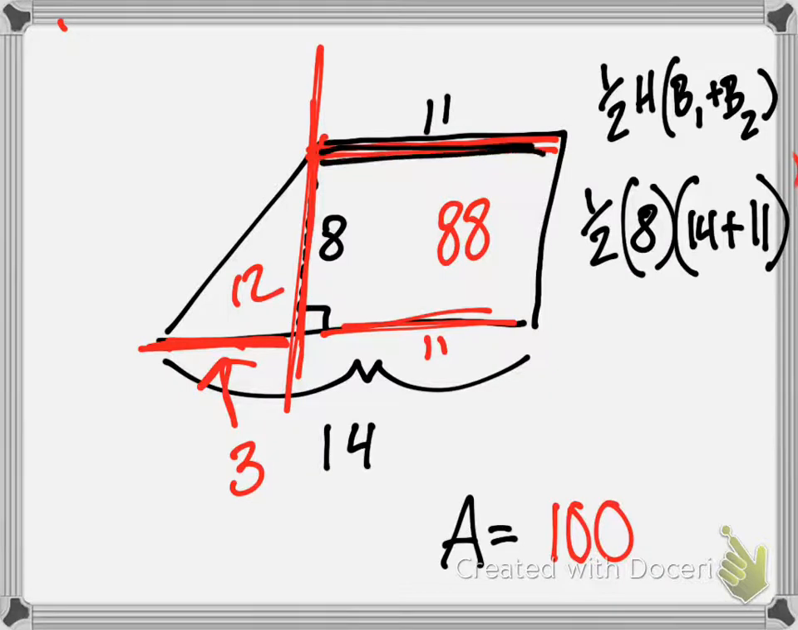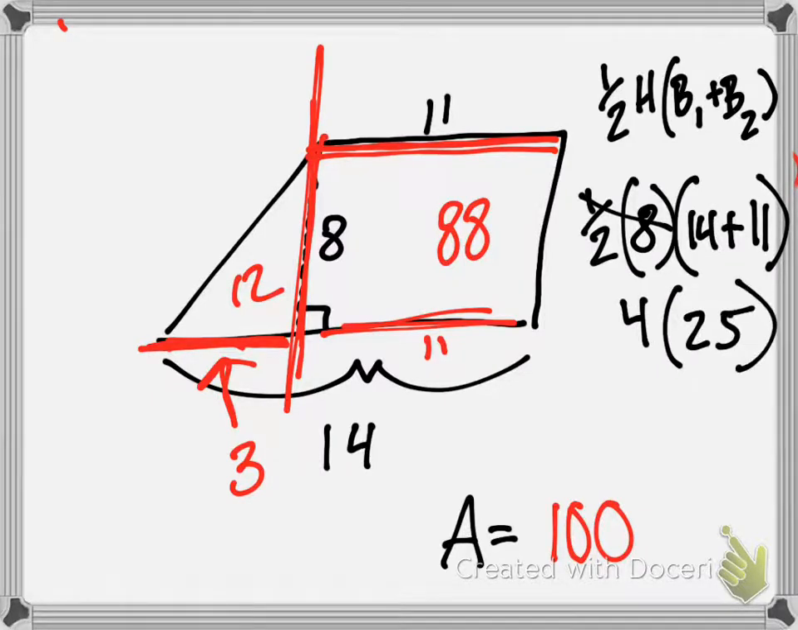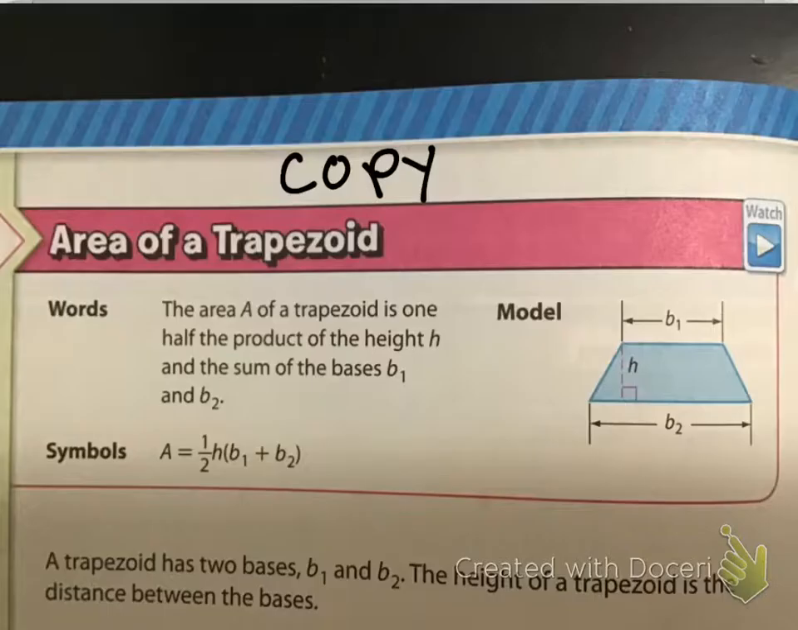We used this base when we were finding the area of the rectangle, and this is the base of the whole thing. Here, 1/2 times 8, we'll get rid of that. That's 4. 14 plus 11 gives us 25. 4 times 25 is 100. So the formula for the area of trapezoids is 1/2 the height times base 1 plus base 2.